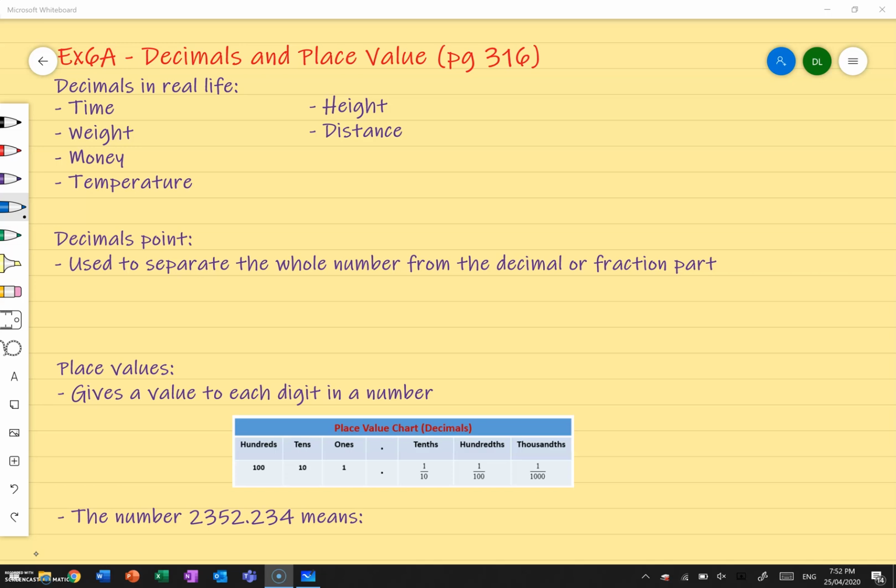Hey, Year Sevens, welcome. Today we're studying a new topic, which is on decimals and place value, or decimals in particular. And we're going to be starting with exercise 6A on page 316 of your textbook.